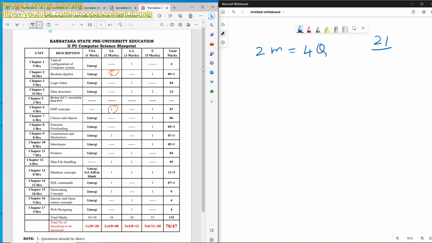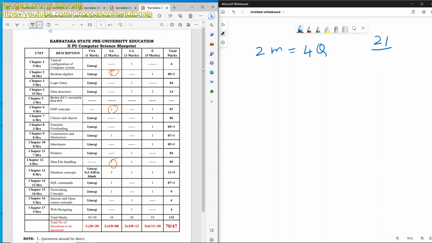Then in data file handling, you may have the difference between read and write, getline, put, write. They ask these kinds of questions, and ifstream, ofstream class. So you can look at this chapter for data file handling. It is a small chapter and the questions are direct.